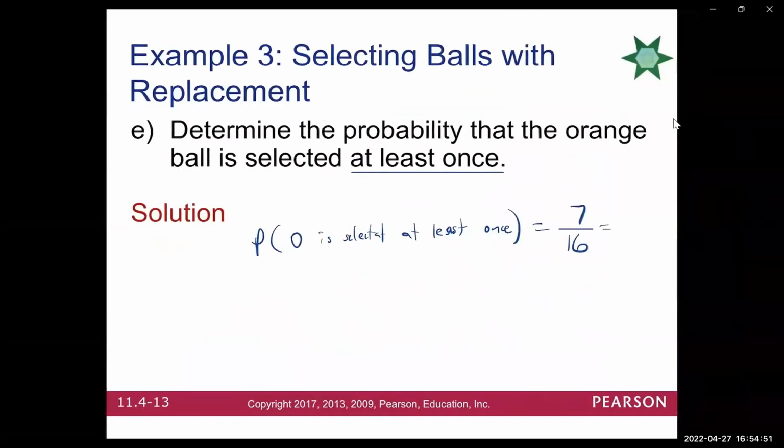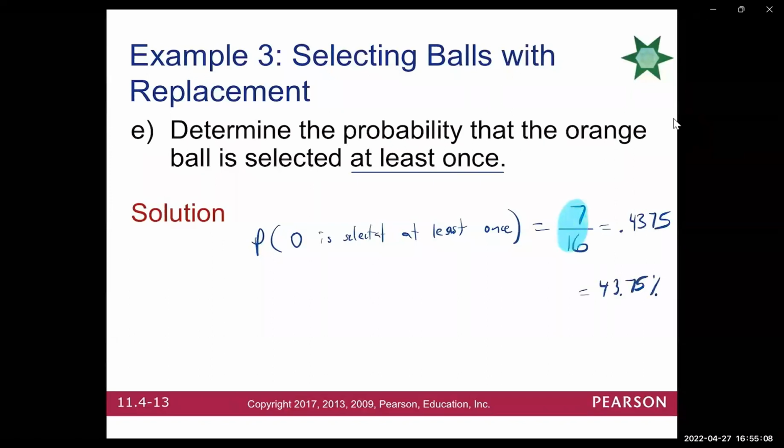And let's just find the probability. 7 out of 16 is equal to 0.4375. In percent, 43.75. So that's a little bit less than 50% chance of happening. All right, so that's what the word at least means.